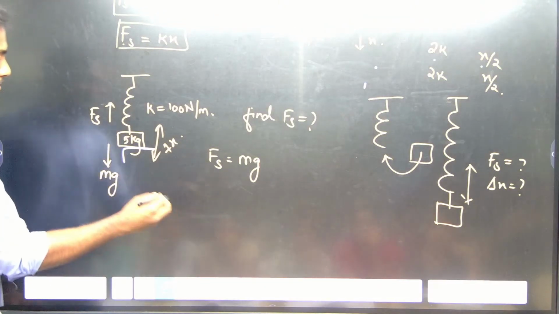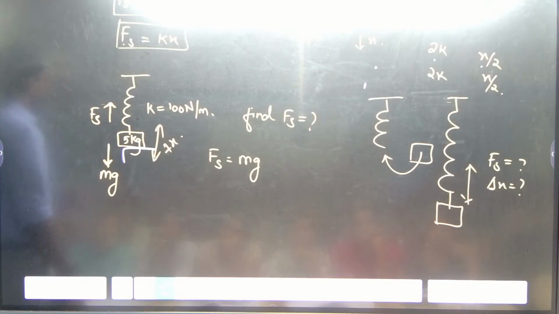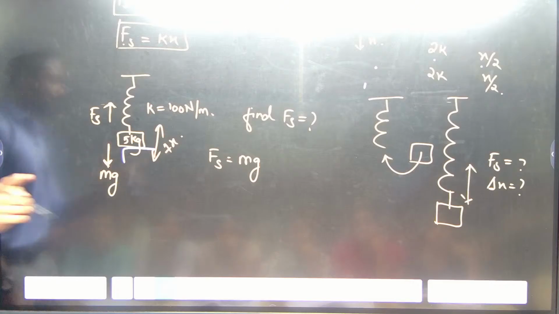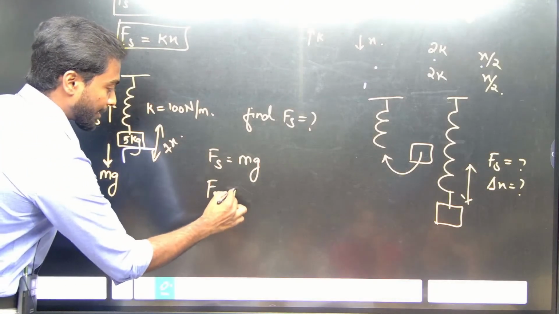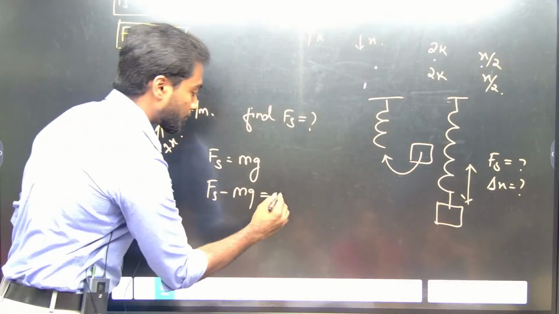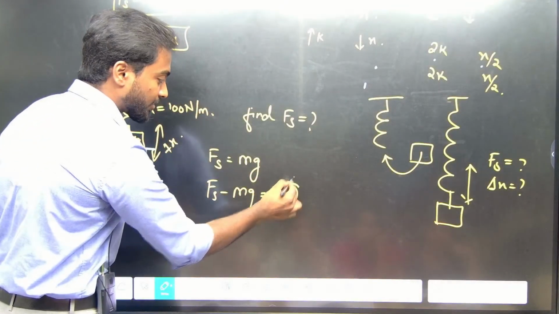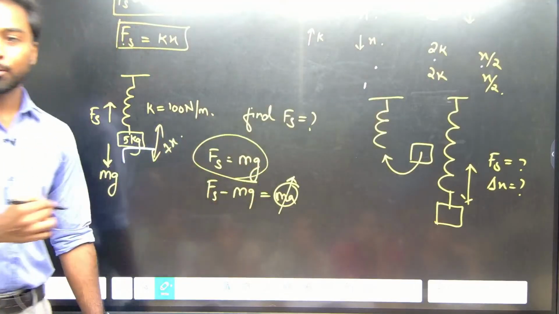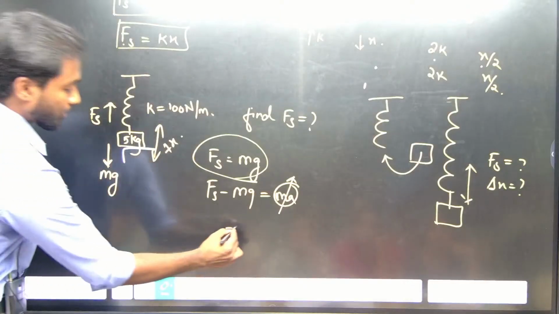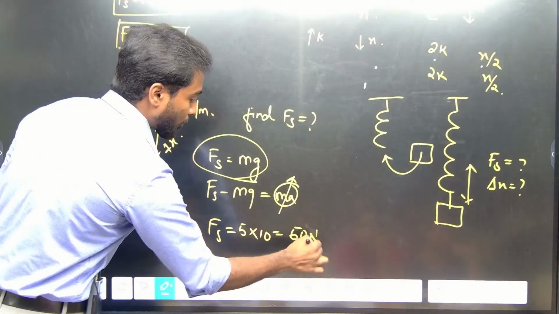Try to listen here. We know that after elongation the body comes to rest, which means there is no acceleration. Can I say that Fs minus mg will be equal to 0, equal to ma? When acceleration is 0, Fs is equal to mg. So what is mg here? What is m? 5 into 10. So spring force will be 50 Newton.